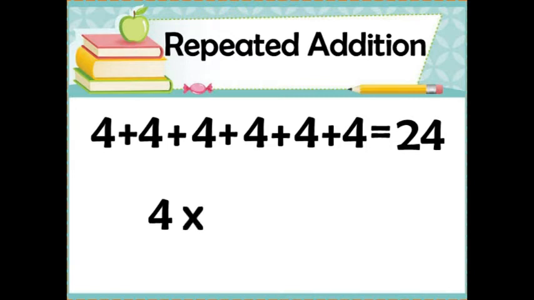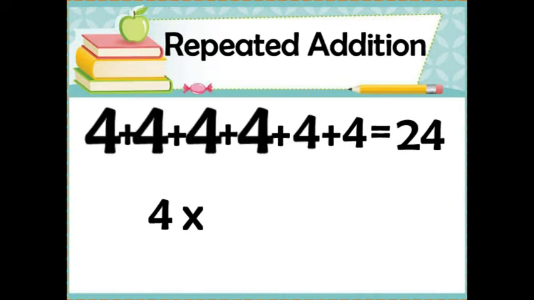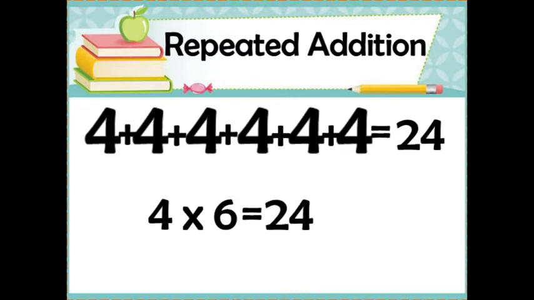After that, we have to count how many times did we add number 4. So we have 1, 2, 3, 4, 5, 6. So we add number 4 six times. So we are just going to write number 6. And then the answer in 4 times 6, of course, is 24. So that is how the multiplication in repeated additions works.